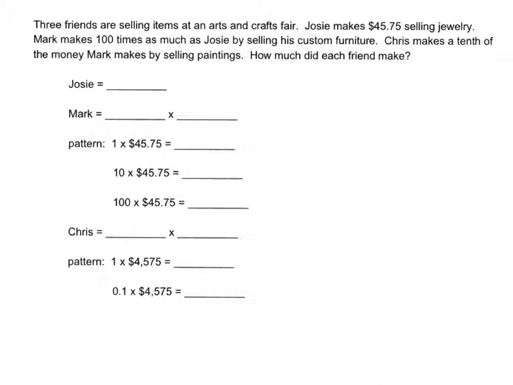So Josie is kind of like our base amount. We need to use her $45.75 to figure out the rest. So we know how much Josie made. Mark, looking back at the problem, makes 100 times as much. So I'm going to do 45.75 times 100. Okay, I'm going to use the pattern to do this. So 45.75 times 10, I'm going to be moving my decimal point over to the right one place.